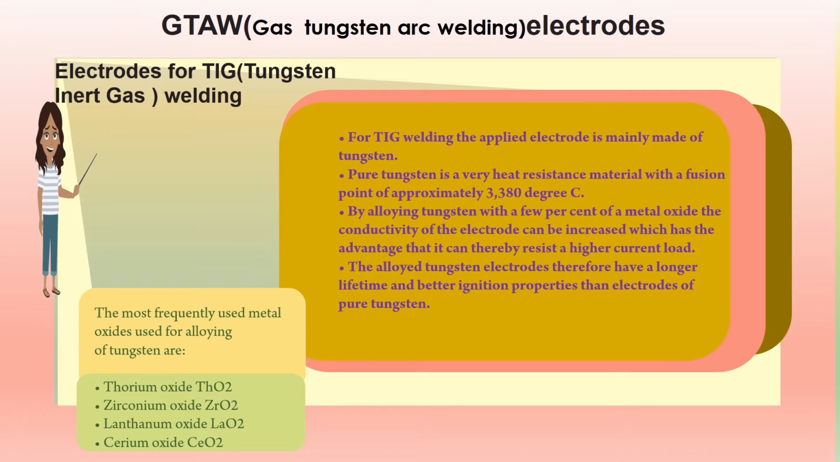By alloying tungsten with a few percent of a metal oxide, the conductivity of the electrode can be increased, which has the advantage that it can thereby resist a higher current load. The alloyed tungsten electrodes therefore have a longer lifetime and better ignition properties than electrodes of pure tungsten. The most frequently used metal oxides for alloying of tungsten are thorium oxide, zirconium oxide, lanthanum oxide, and cerium oxide.